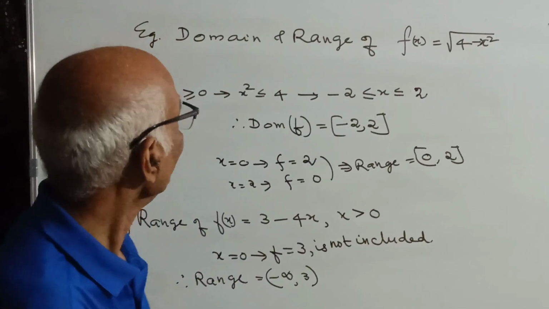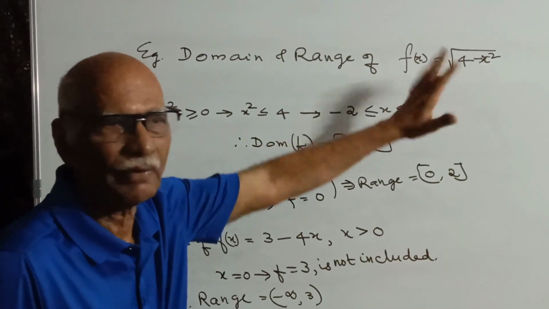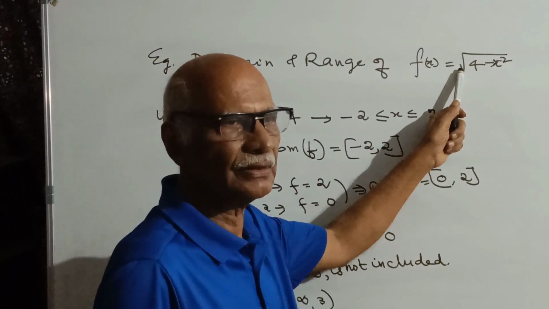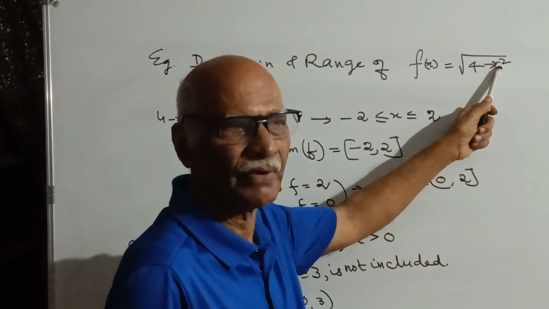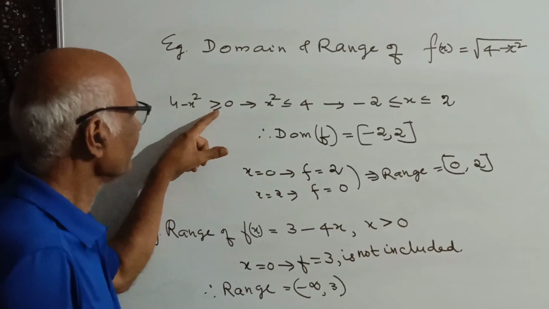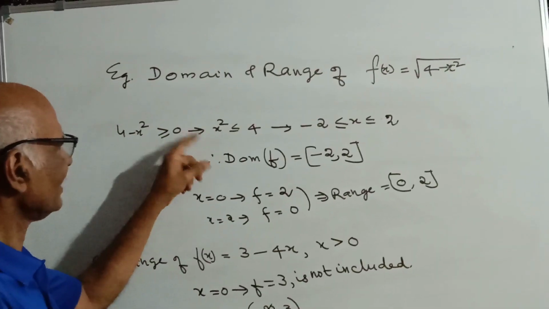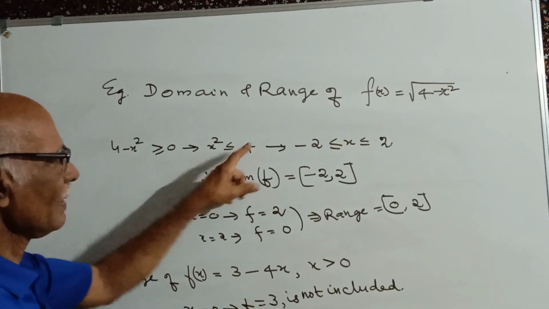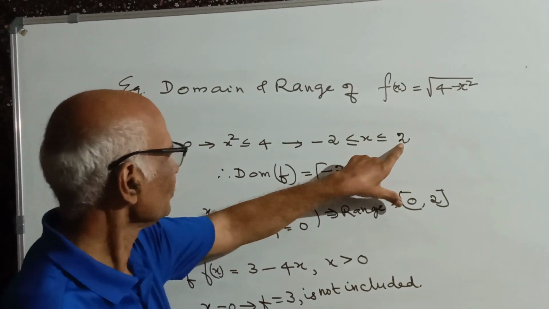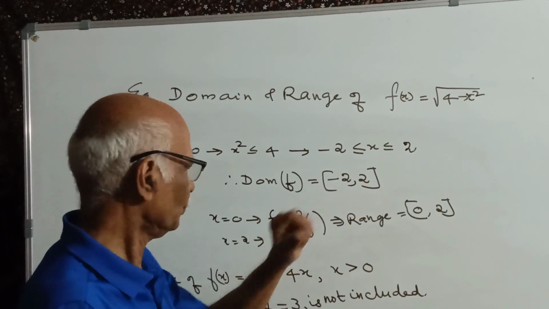Okay. Domain and range of f(x) equals root of 4 minus x squared. You know, when you take a root, the value within the root must be greater than or equal to 0. So 4 minus x squared must be greater than or equal to 0, or x squared on the other side should be less than or equal to 4. That means minus 2 less than or equal to x less than or equal to 2. Or the domain of f is the closed interval [-2, 2].